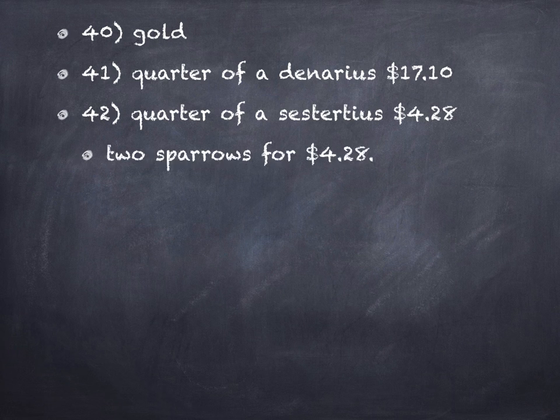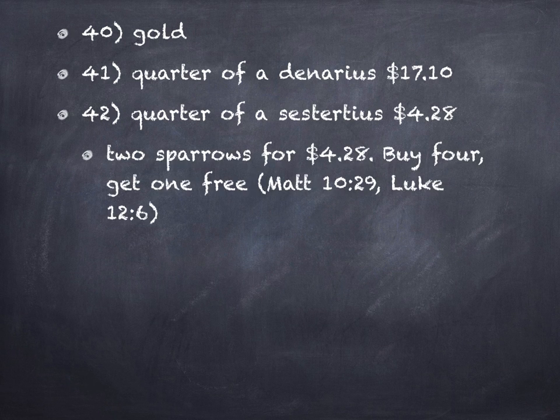And I thought this was neat. They mentioned this fact that in Matthew 10:29, you can buy 2 sparrows for 1 Assyrian. And in Luke 12:6, you can get 5 for 2 Assyrians. So they said this is your first buy 4, get 1 free deal. But anyway, when Jesus says, sparrows aren't worth much, you buy 2 of them for a penny. That is an Assyrian. So they're 2 for $4.28. So that was his definition of not very expensive things.